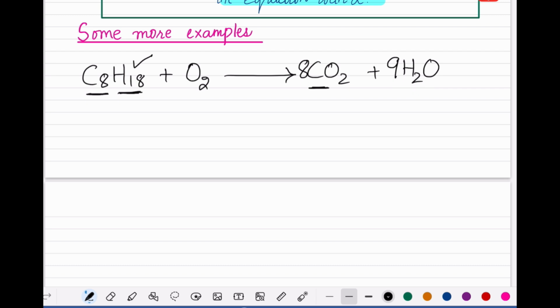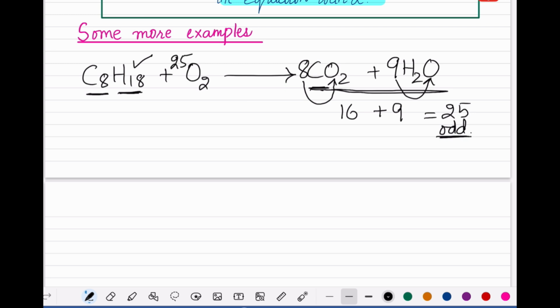Now I will look for the oxygen atoms on the product side. There are in total how many atoms of oxygen? 8 into 2 makes 16, plus 9 from the water side. 16 plus 9 makes 25 oxygen atoms on the product side, which is an odd number. So the rule is, if there is an odd number of oxygen atoms on the product side, write that number with the oxygen molecule on the reactant side and multiply the rest of the equation by 2.